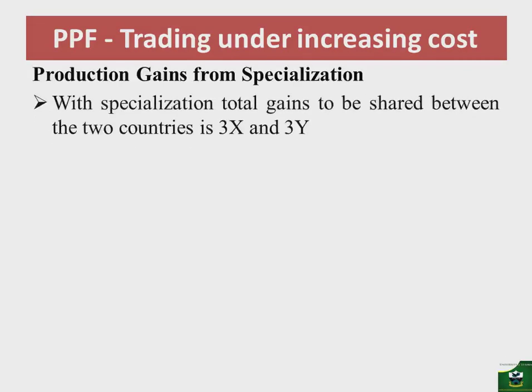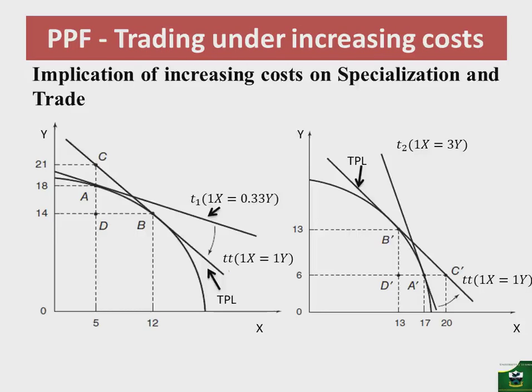So from there we can start measuring our gains: with specialization, the total gains to be shared between the two countries are 3X and 3Y. We arrive at that because, from our production point, if nation 1 wants to consume the same amount of X as it did in autarky, given trade, then nation 1 will specialize in producing X, trade off some amount, and then consume at point C.